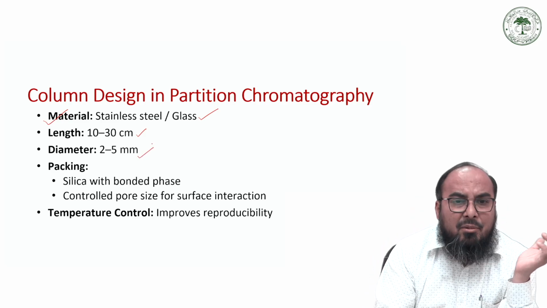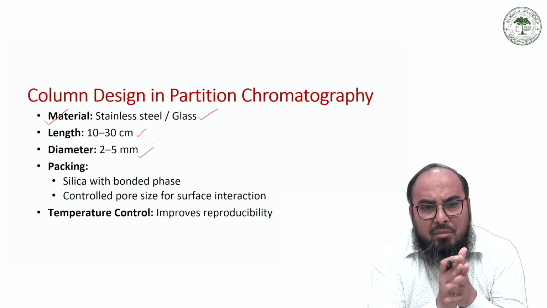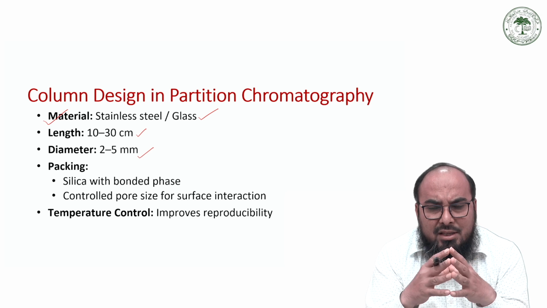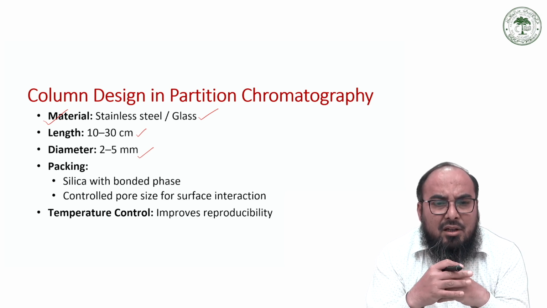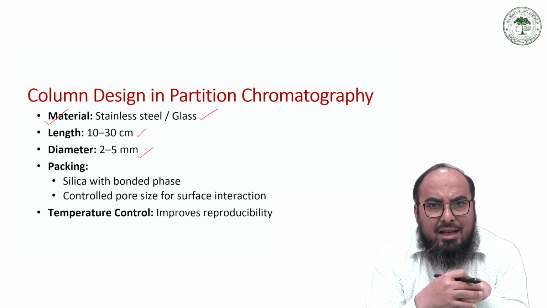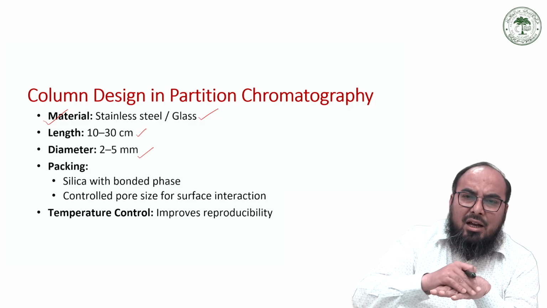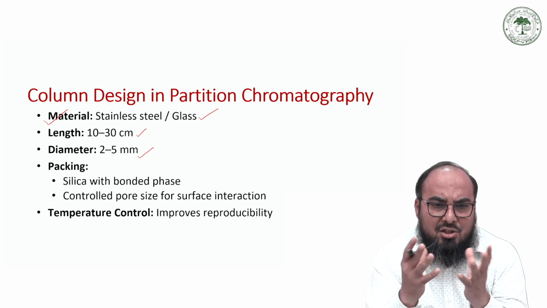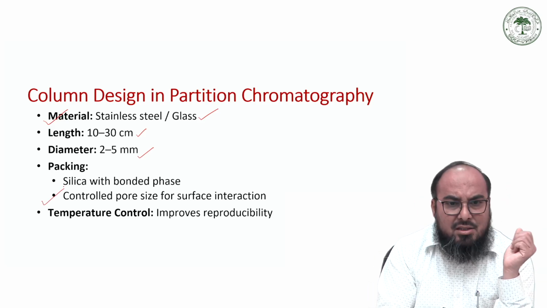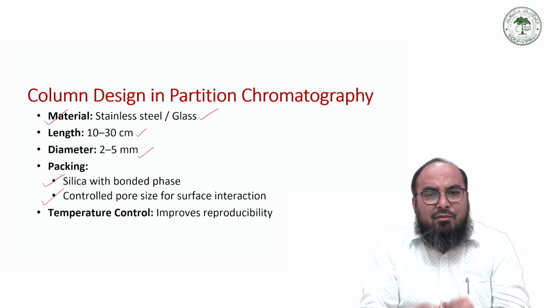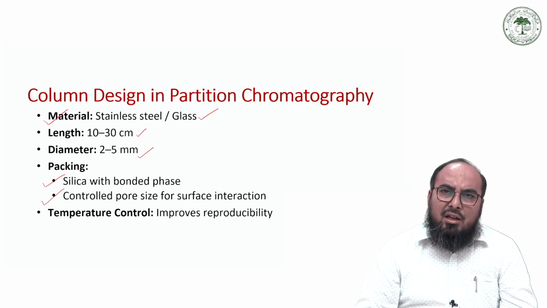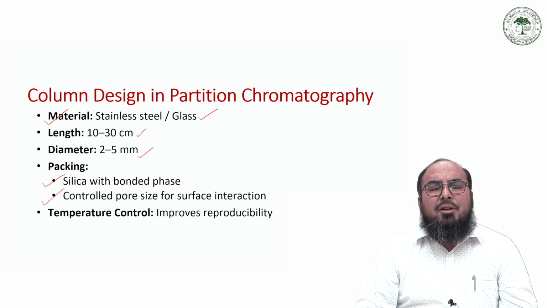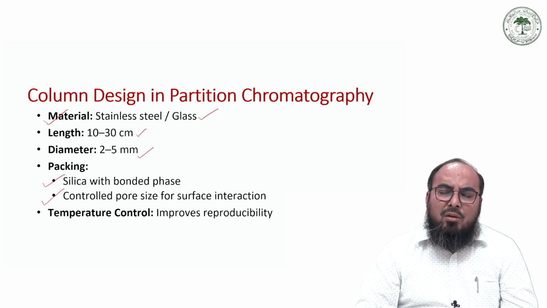Here the diameter ranges from 2 to 5 millimeter, and silica packing is used with the bonded phase. That is, here you have to use silica as the support, and on silica you have to immobilize certain liquid. That liquid actually acts as the stationary phase. The pore size is controlled so that you can have good surface interaction. Now if you have good control on temperature, then it improves the reproducibility of your partition chromatography.